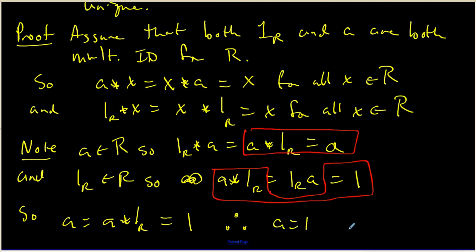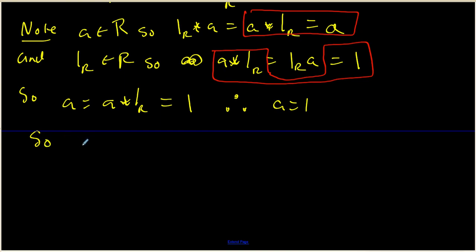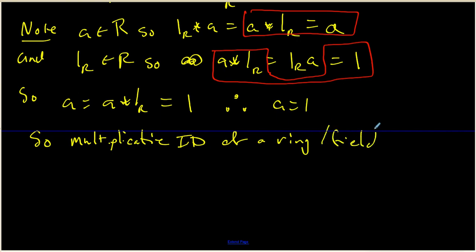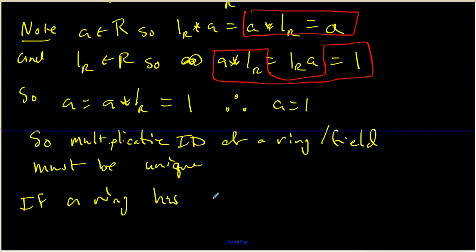Therefore, A and 1 are the same thing, and as a consequence, what that says is that the multiplicative identity element of a ring or a field, because a field is nothing more than a special kind of ring, must be unique. In other words, if a ring has a multiplicative identity, that multiplicative identity is unique.